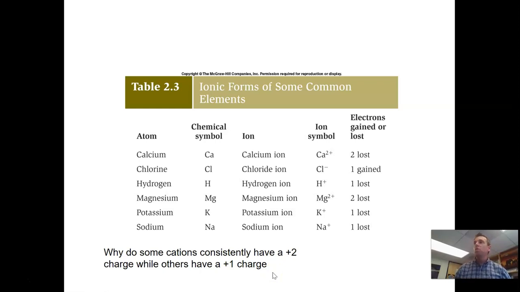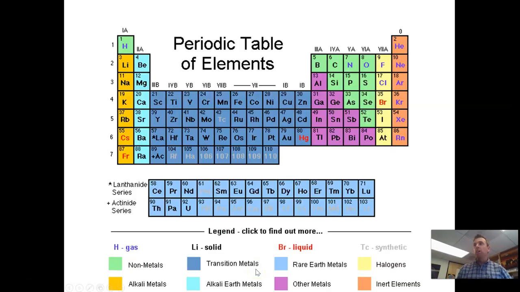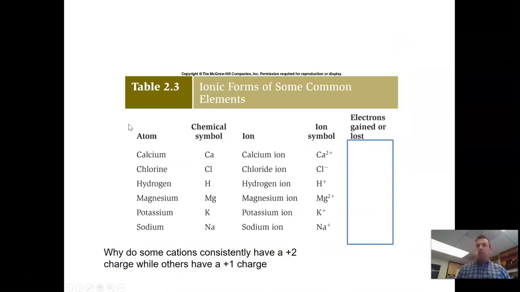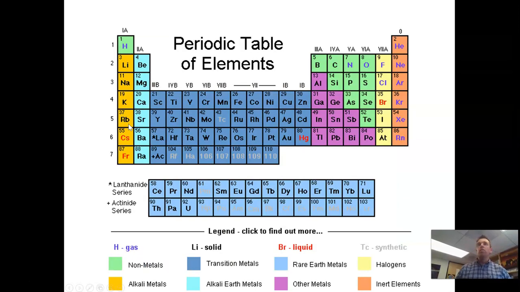All right, so hopefully you were able to talk about how the fastest way, or easiest way to the octet rule for chlorine is to gain one charge. For sodium and potassium, it's to lose 1, and for calcium and magnesium, it's to lose 2. Because of where they are in the periodic table, and you know that by where they are in the periodic table.